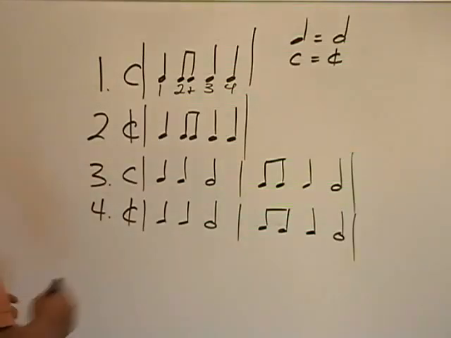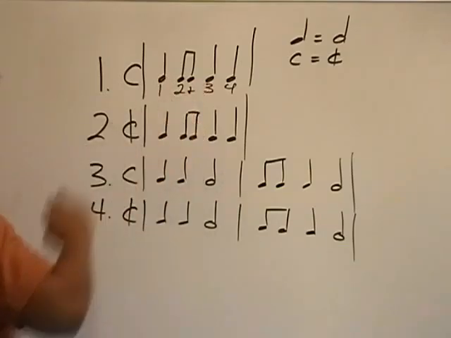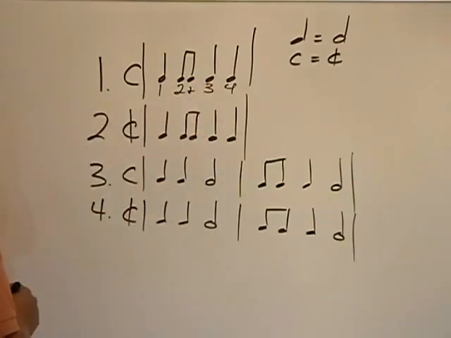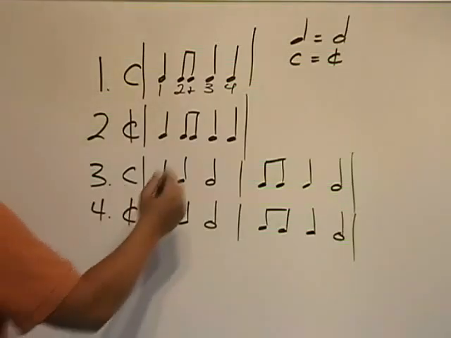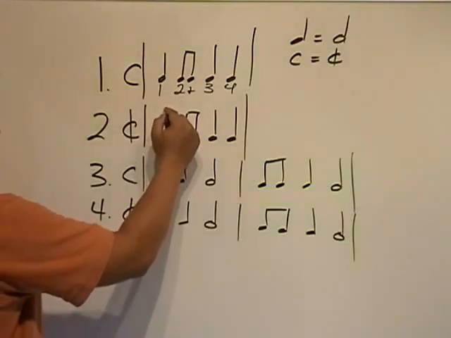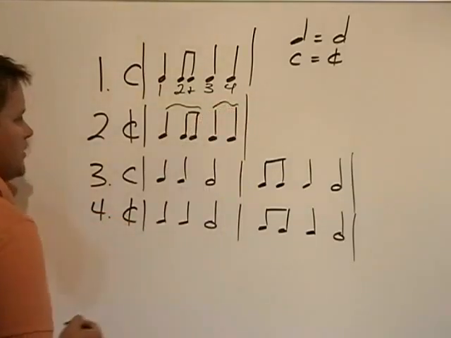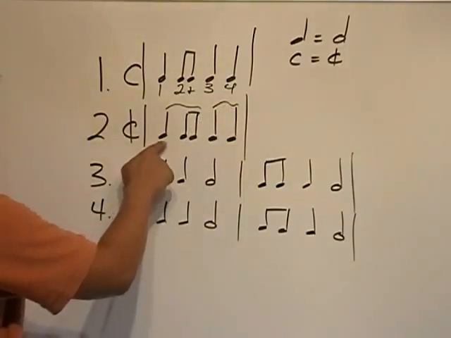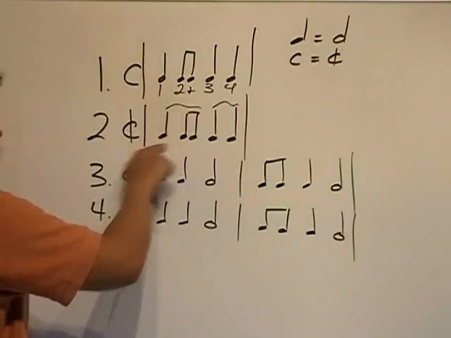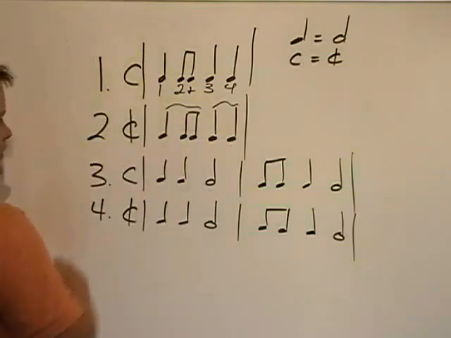Okay, good. Now, with the cut time, because there's only 2 beats in the measure, we can't count it like this. 1, 2, and 3, 4. So let's look at the overall beats. Here's beat 1. Here's beat 2. Okay, so this quarter and two eighths is 1 beat, and this quarter and quarter is 1 beat.